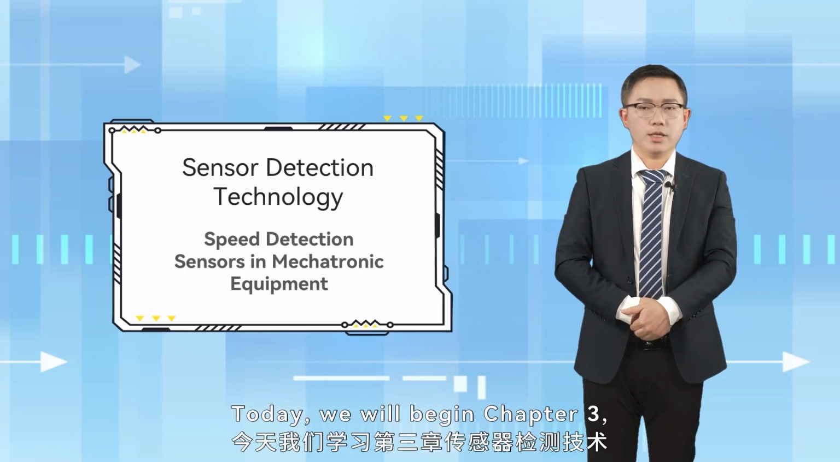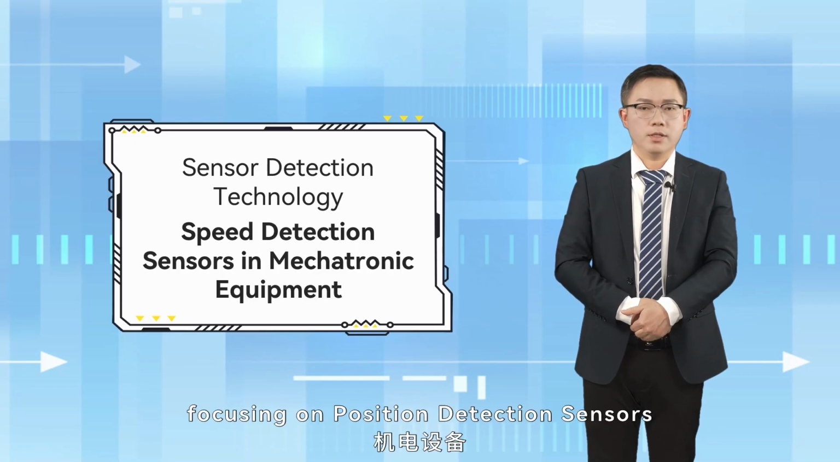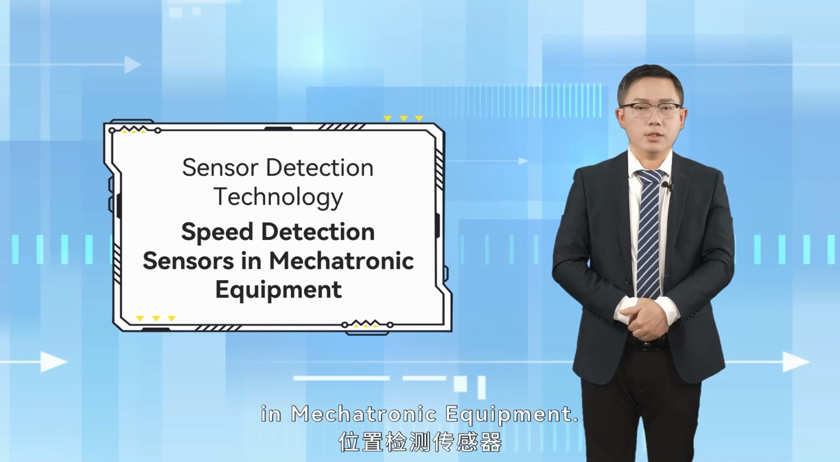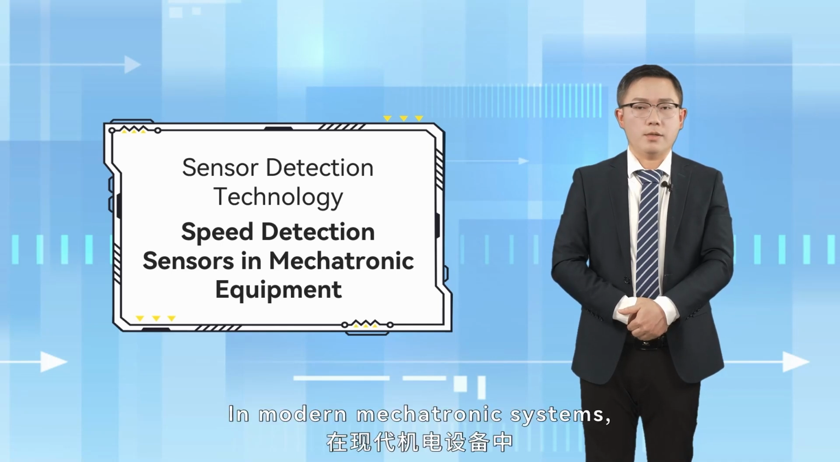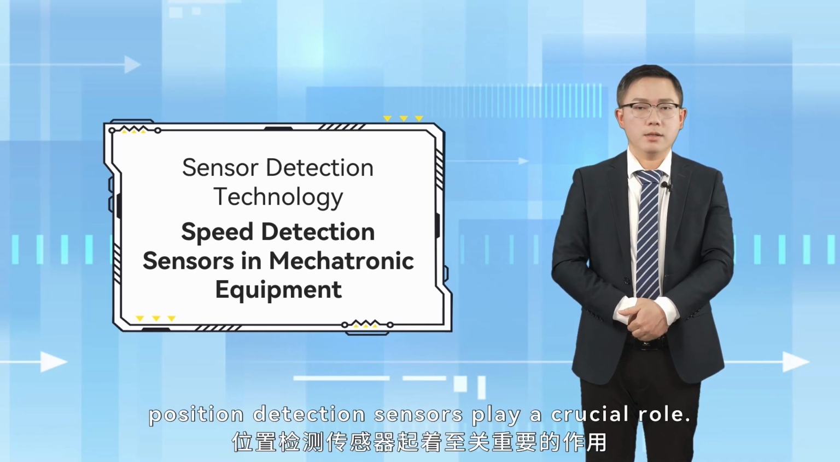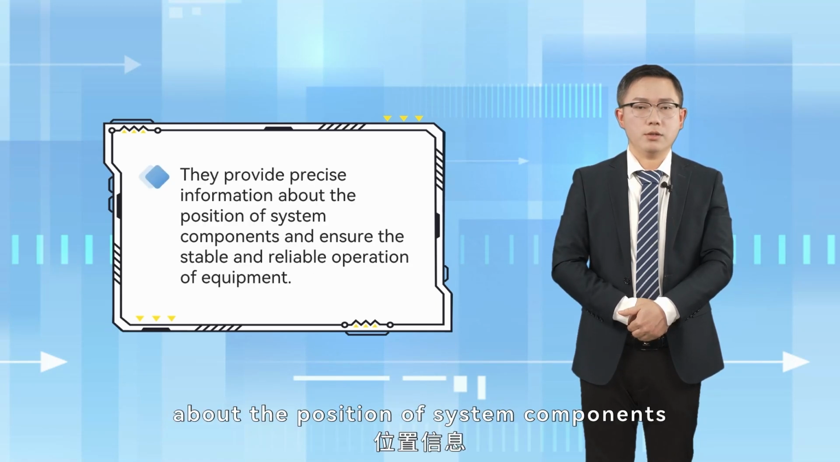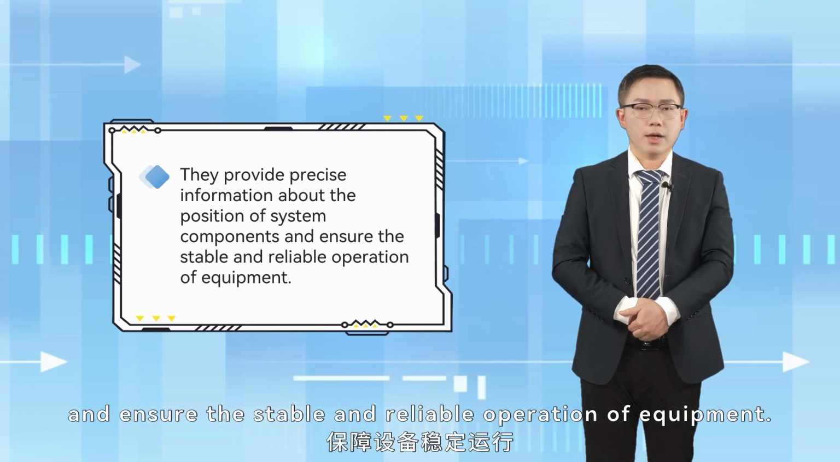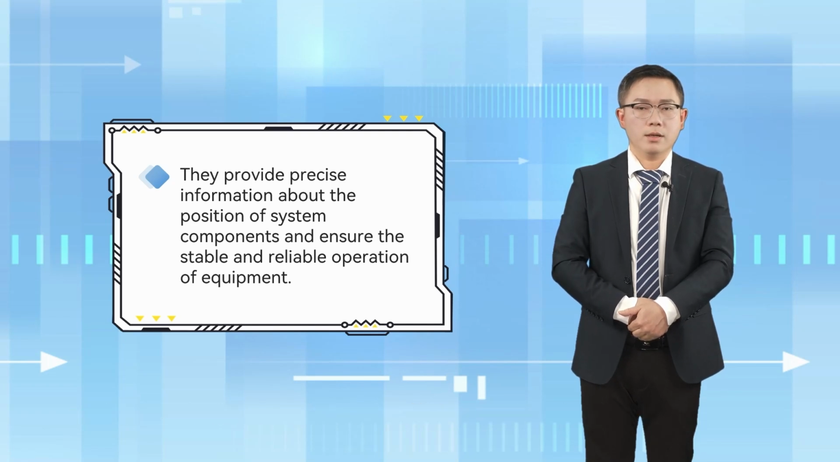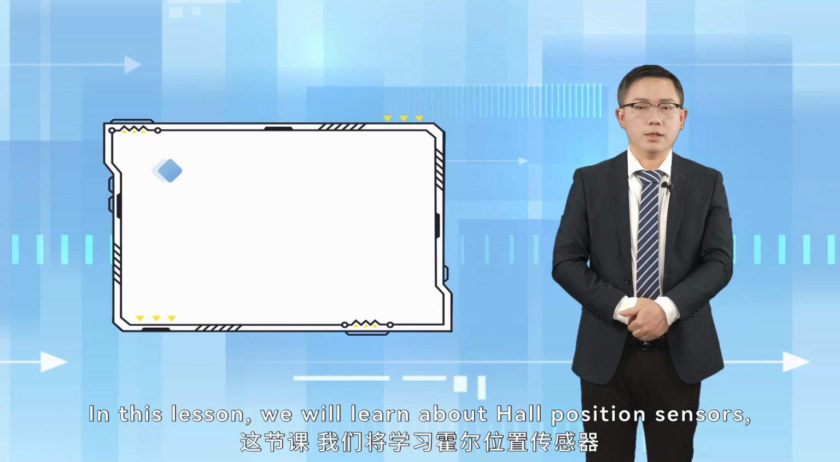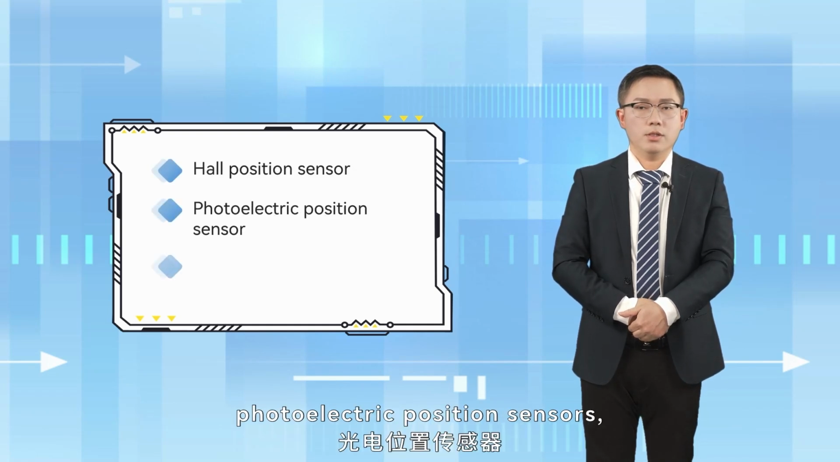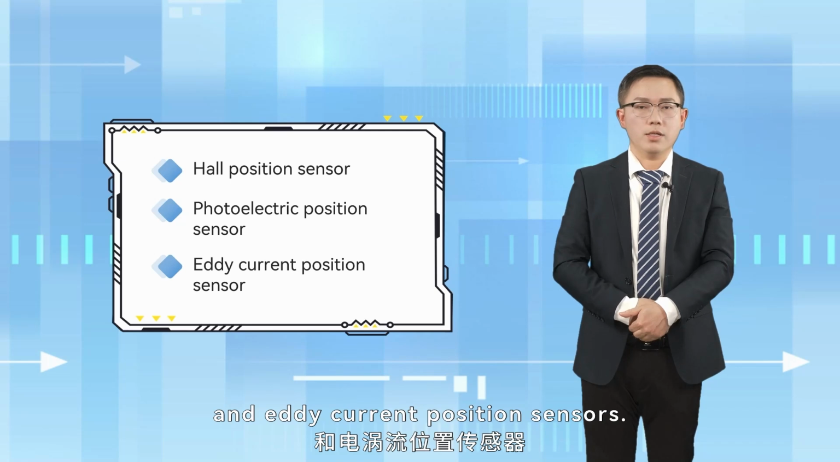Today, we will begin Chapter 3, focusing on position detection sensors in mechatronic equipment. In modern mechatronic systems, position detection sensors play a crucial role. They provide precise information about the position of system components and ensure the stable and reliable operation of equipment. In this lesson, we will learn about Hall position sensors, photoelectric position sensors, and eddy current position sensors.